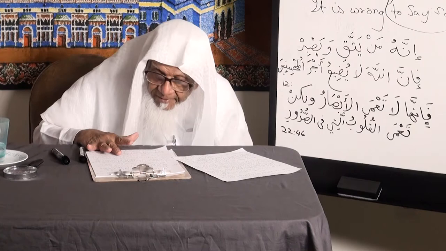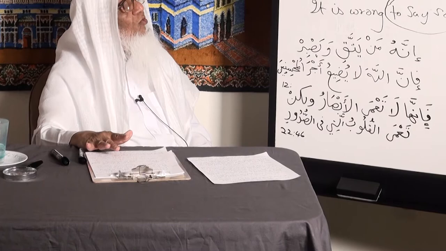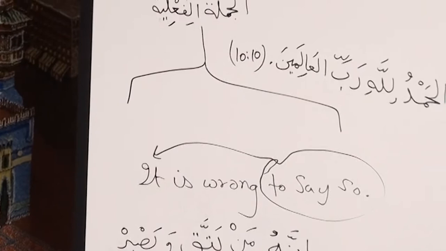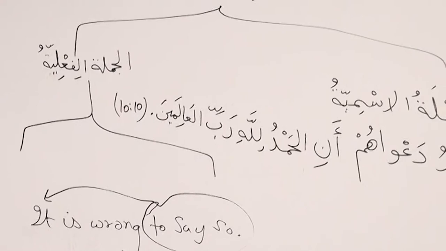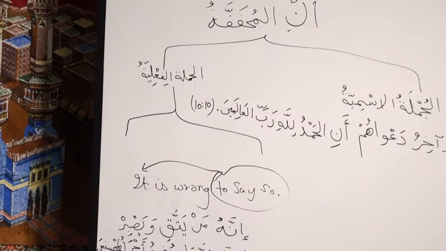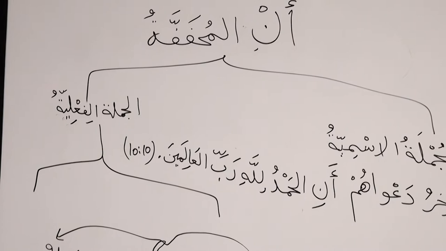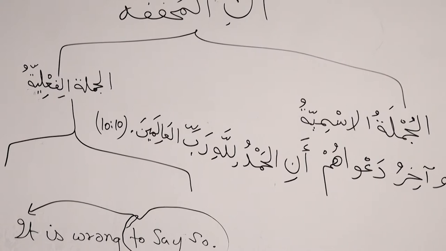Now, let us go to an al-mukhaffafa. It can be used with both the jumla ismiya and jumla fi'liya. After an al-mukhaffafa, you can have a jumla ismiya or a jumla fi'liya. Jumla ismiya, as I told you: ashhadu an la ilaha illallah. So the jumla ismiya starts with la nafiya lil-jins. So ashhadu an la ilaha illallah.